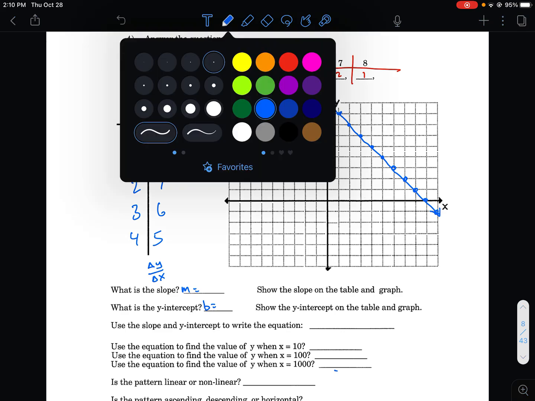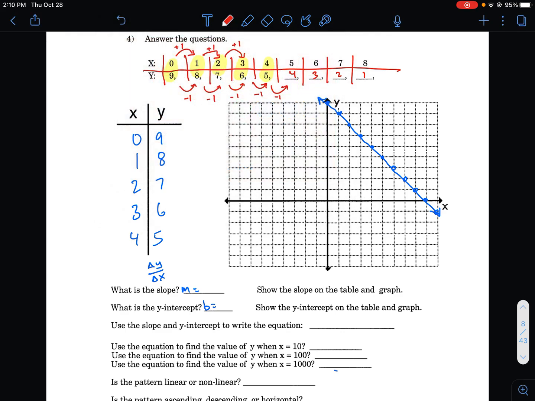So I'm going to use red. What is my change in y? Well, from 9 to 8 is minus 1. My change in x, from 0 to 1, is plus 1. Let's see if that pattern holds up. 8 to 7, that's minus 1. 7 to 6, that's minus 1 again. 1 to 2, or 2 to 3, it's always plus 1, plus 1.